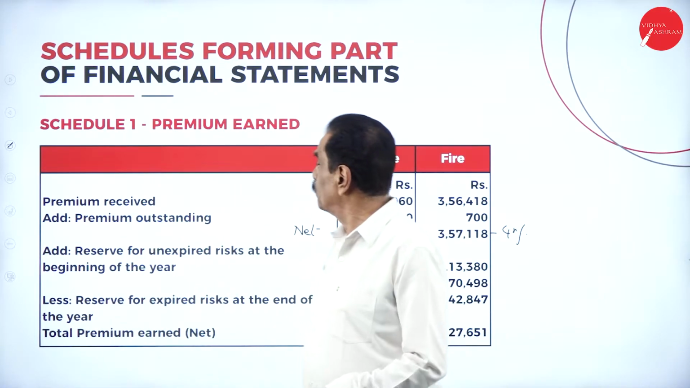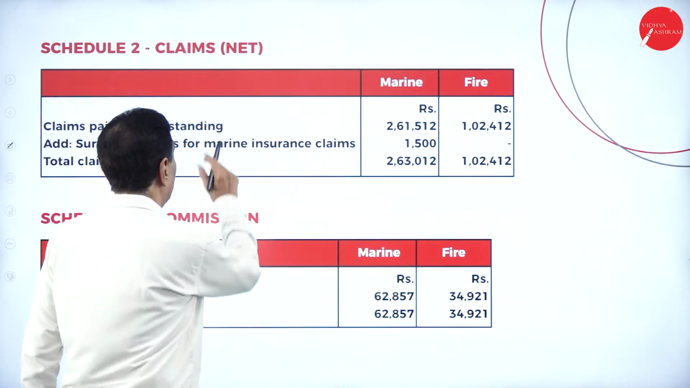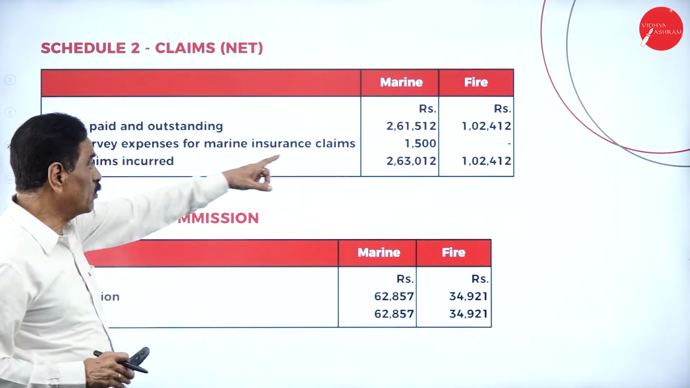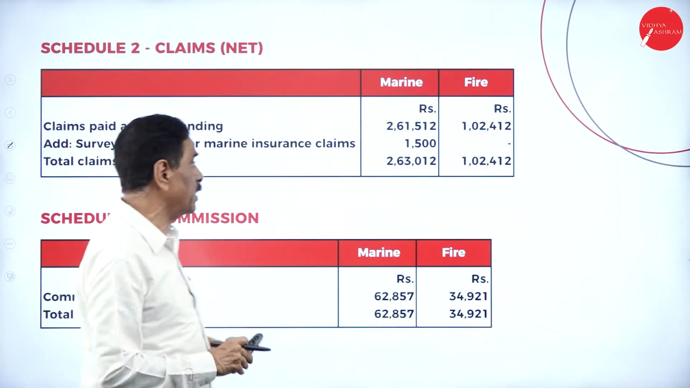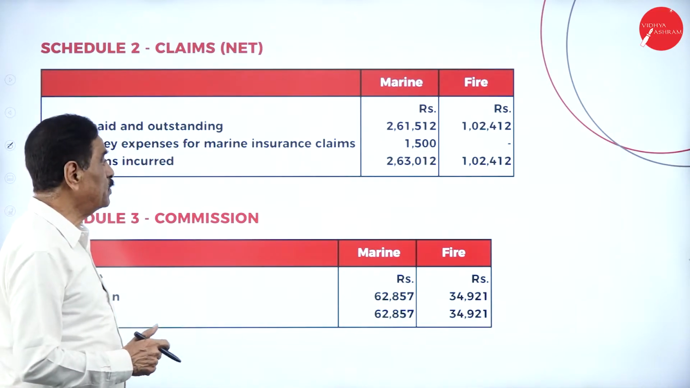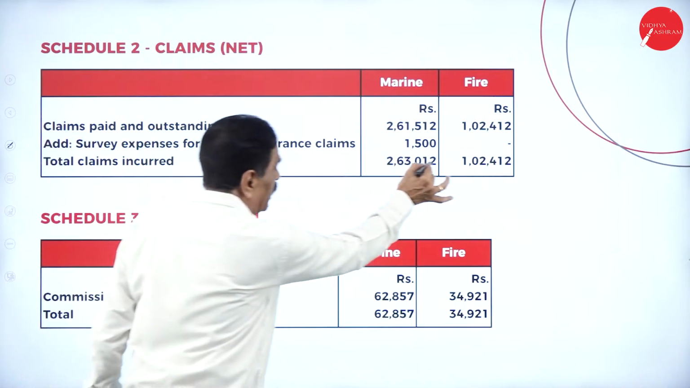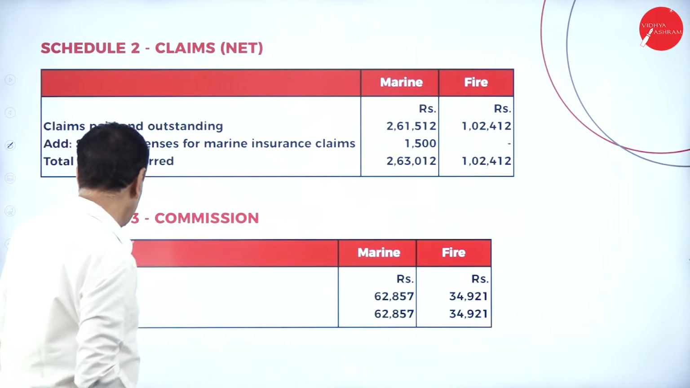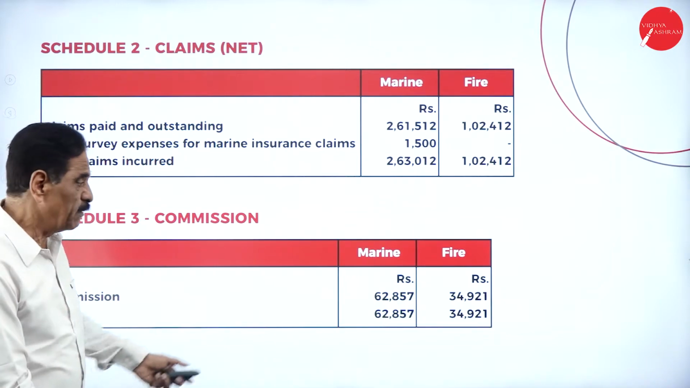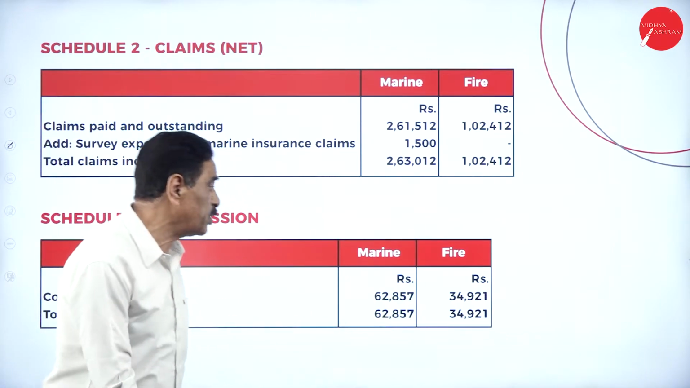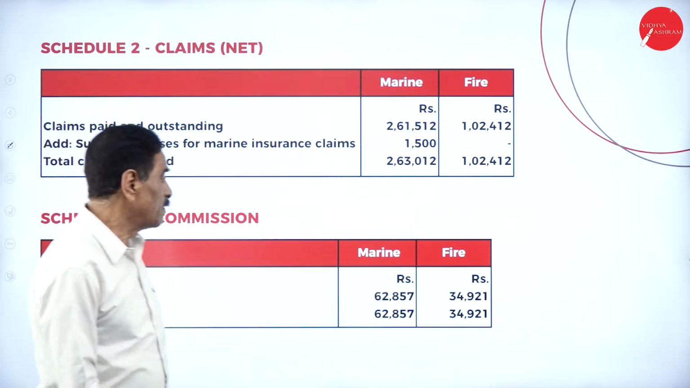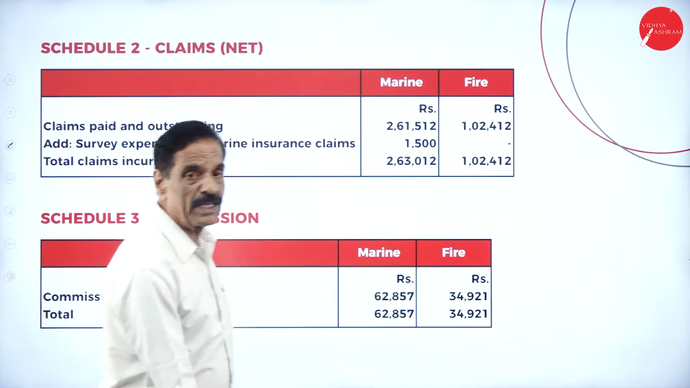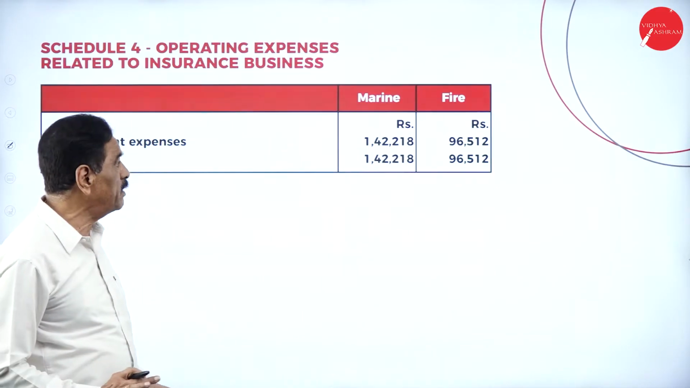Then schedule number 2 will go with claims. Claims paid and outstanding 2,51,500. Add survey expenses in case of marine. Then schedule number 3, commission. Commission paid as per the problem 62,857. Then for 34,921, no adjustment is given.